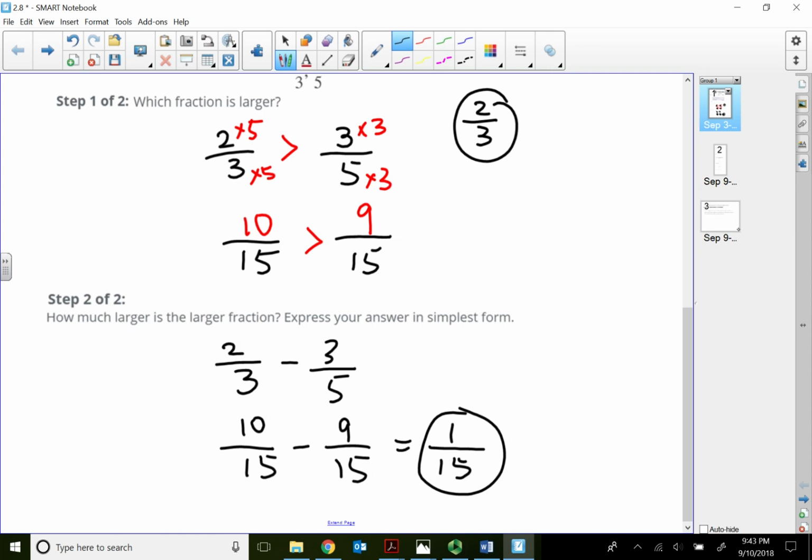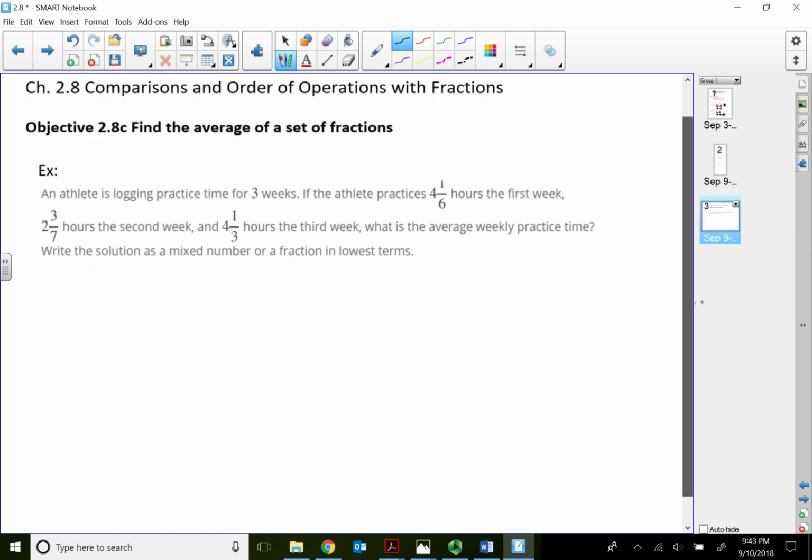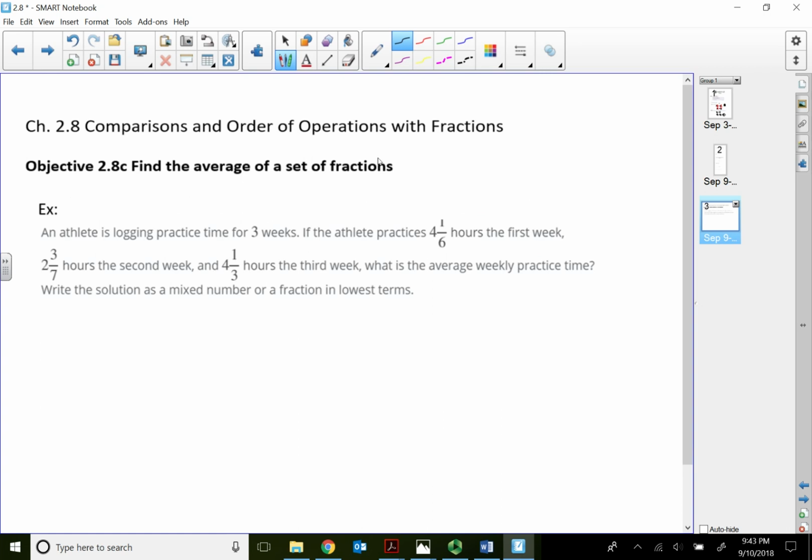Now we've done finding average before in Module 1. So here we're just going to do exactly the same thing, just using mixed numbers. An athlete is logging practice time for 3 weeks. If the athlete practiced 4 and 1/6 hours the first week, 2 and 3/7 hours the second week, and 4 and 1/3 hours the third week, what is the average weekly practice time? The solution can be a mixed number or a fraction, so I can have either answer.